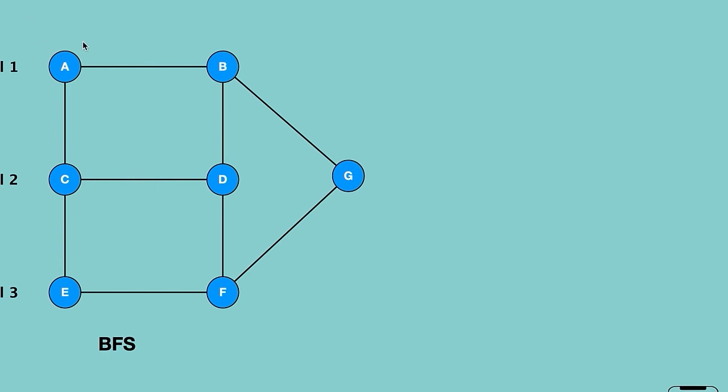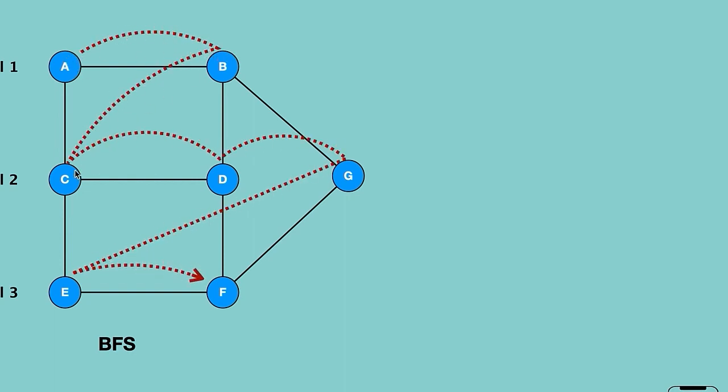In this case, first we need to visit all elements in the first level, then we continue to the second level, visiting all elements of the second level, and then we continue to the third level and visit all elements of the third level. If we traverse through this graph using the BFS method, the traversal order will be like this. First A, then B, then C, then D, then G, and E, F. So as you see, the BFS method visits the neighbor nodes first, then continues to the next level's nodes.